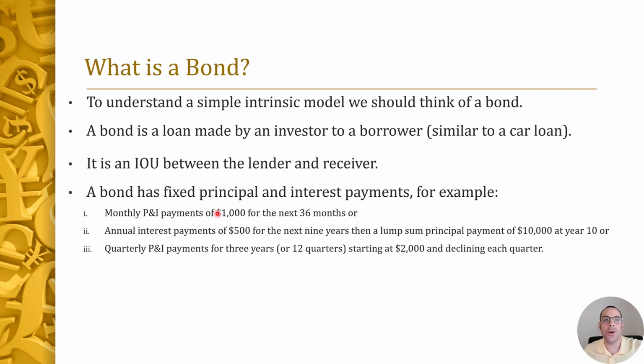So a bond can be structured many different ways. They can have monthly principal and interest payments of $1,000 for the next 36 months. They can do something closer to a balloon payment where they have really small payments of $500 for the next 9 years, then a lump sum at the end of $10,000. A bond can pay quarterly P&I payments over 3 years or 12 quarters. The first quarter they can pay $2,000, then the next quarter $1,900, and it declines each quarter. But all the terms for the bond are preset in the bond indenture.